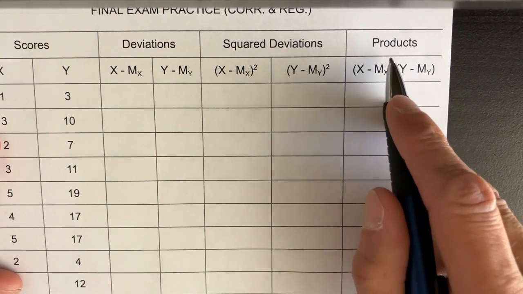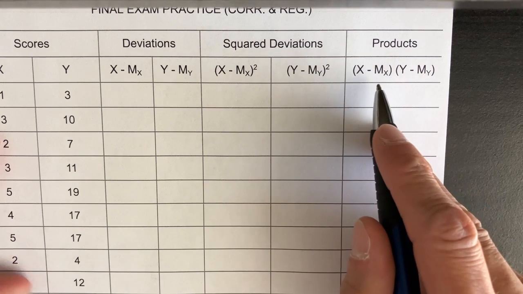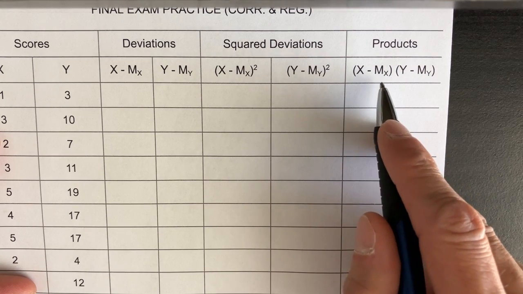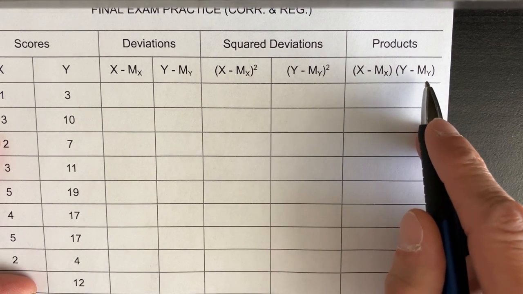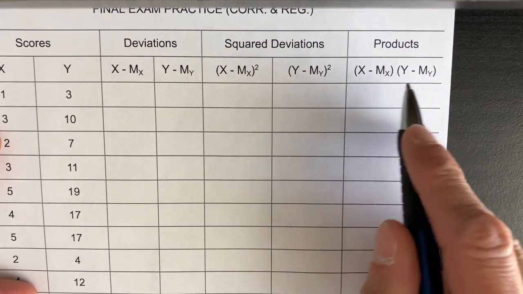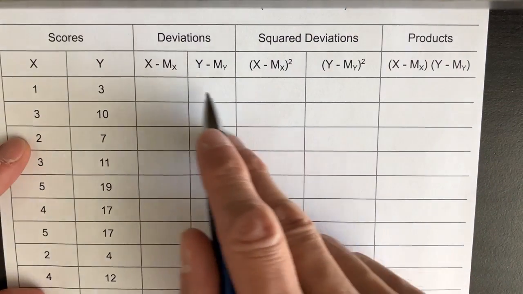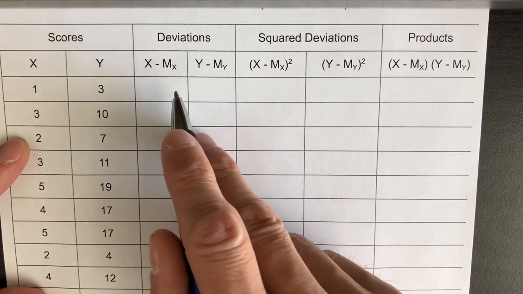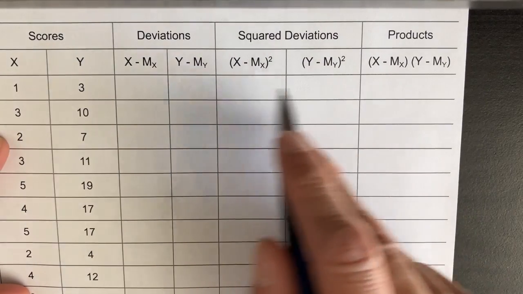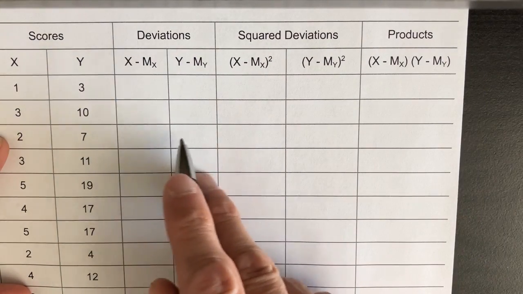And then lastly, we have this products column, where again we see X minus M subscript X and Y minus M subscript Y. We're just multiplying those two things. Those are the respective deviations, so for that last column, we're multiplying these two together.